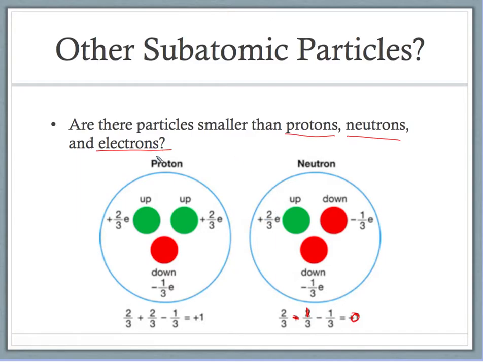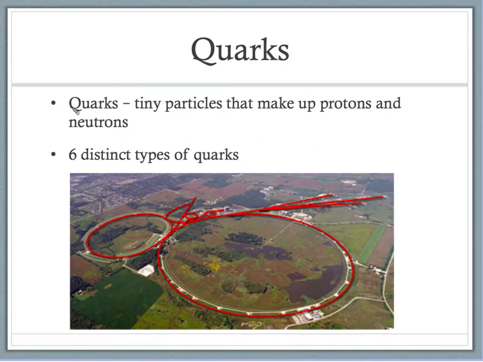But you just need to know that quarks are found inside of protons and neutrons. They are tiny particles, and there are 6 types of quarks. You don't need to know individuals, but just know there are 6 types of these quarks.